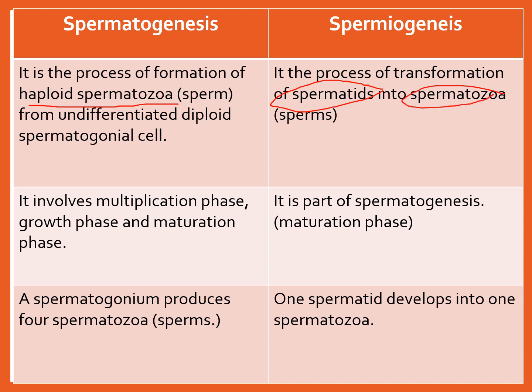Spermatogenesis involves multiplication phase, growth phase, and maturation phase, whereas spermiogenesis is a part of spermatogenesis that includes only the maturation phase. Here, one spermatogonium gives rise to 4 spermatozoa, but in spermiogenesis, one spermatid gives rise to 1 spermatozoon.